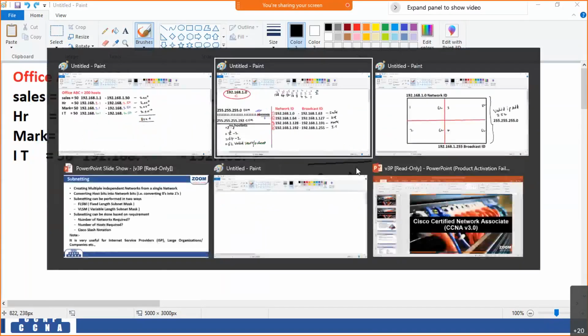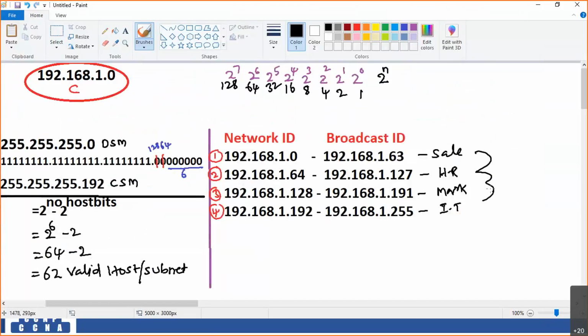But here, sales, HR, marketing, IT, they're in different subnetworks. They don't communicate again here. So we are not going for different networks. We have used only the 1.0 network and we divide it into 4 different subnets and allocate them to different departments. Is it clear? This is how in real time we customize a network into smaller independent networks and we can use them in live environments.